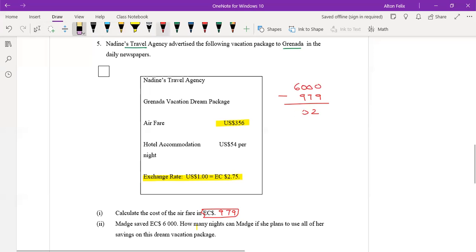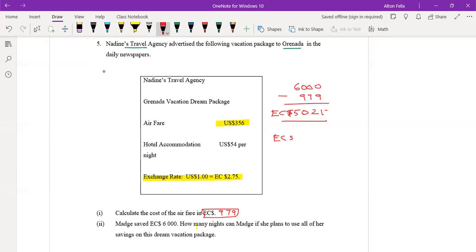So let's put that here. That is how much she can use for hotel accommodation, assuming, of course, she used all her savings. Perhaps she may have brought her own food, or that's part of the hotel accommodation package. So let's work this out. This is EC dollars here now. We need to go back to that exchange rate. $1 is EC 275.